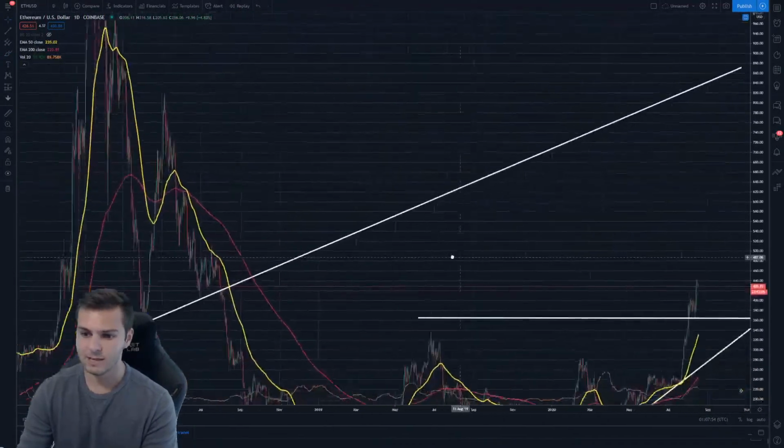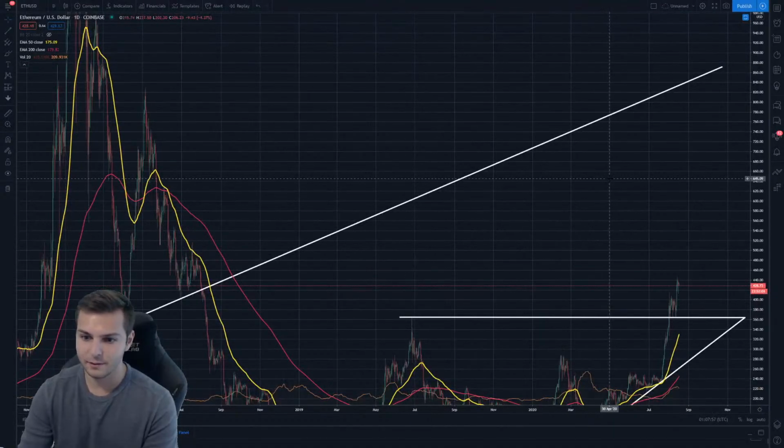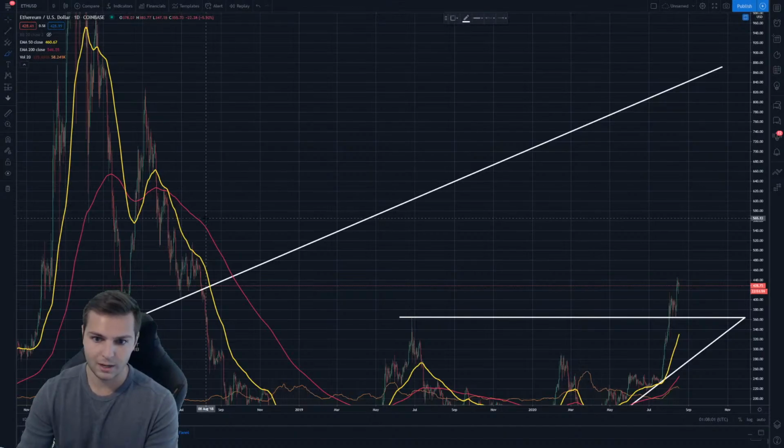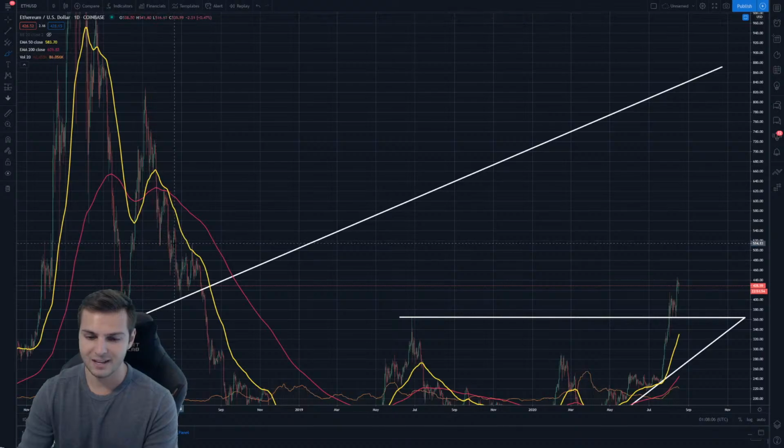So if I'm looking at this, this is really the next area of resistance. The next area of significant resistance. Obviously, we're going to have some little guys like right over in here and right over in here and stuff like that. But nothing that's brutal.